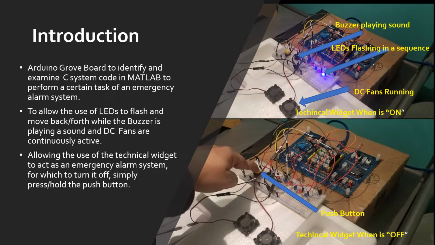For the introduction, I'm taking the Arduino Grove Board to identify and examine C system code in MATLAB to perform the specific task from my technical widget, which is to act as an emergency alarm system when it's connected to the specific pins on the Grove Board. It must A, light LEDs that move back and forth as a sequence, B, play a sound through the buzzer, and C, run the DC component fans continuously. To turn off the technical widget, you just press and hold the push button.